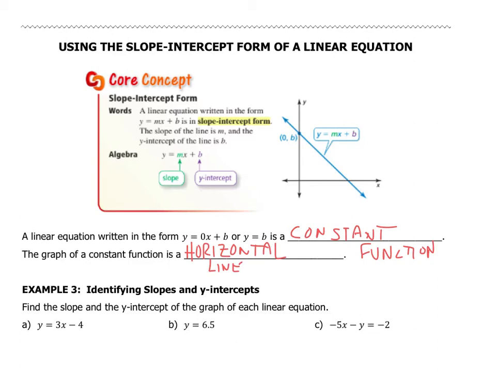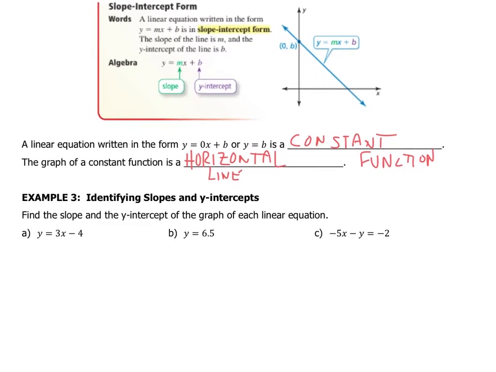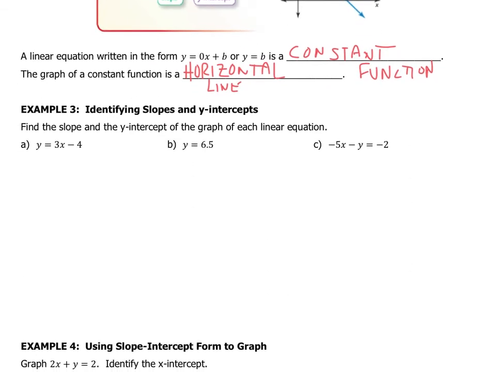And remember, the horizontal line is a function because it passes the vertical line test, where the vertical lines would not be a function. Okay, so that is a constant function: y equals just a number.